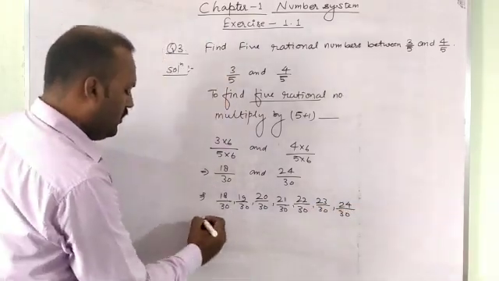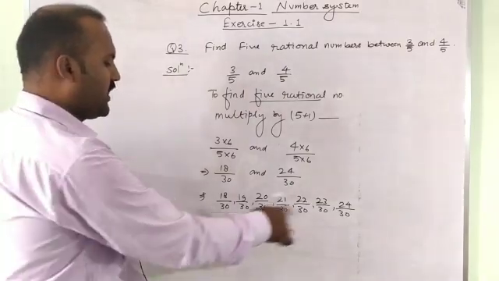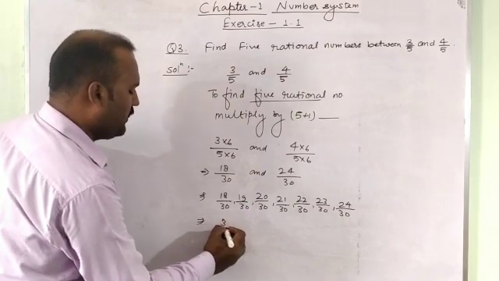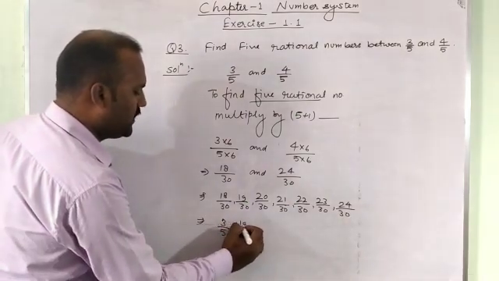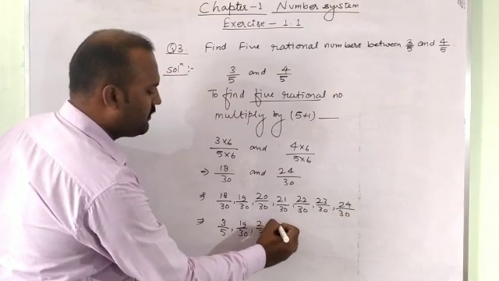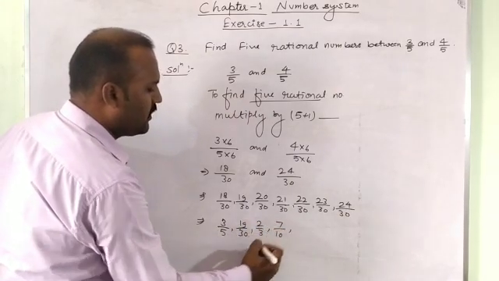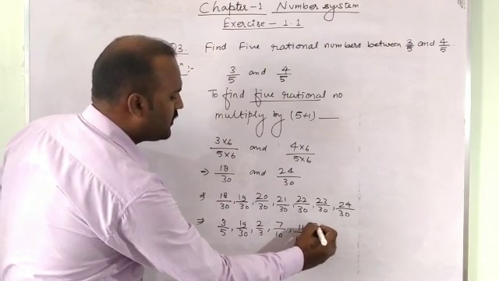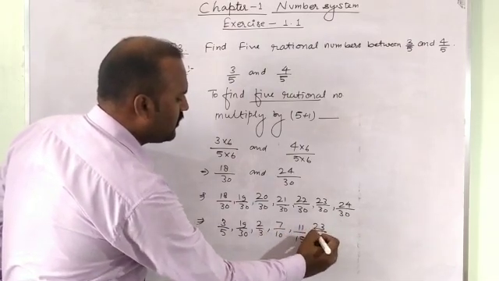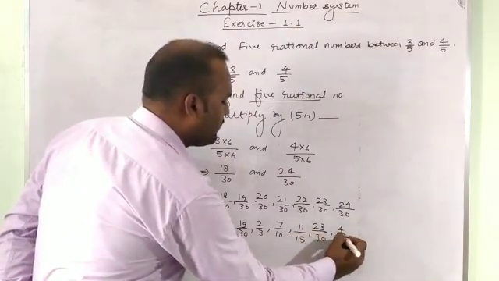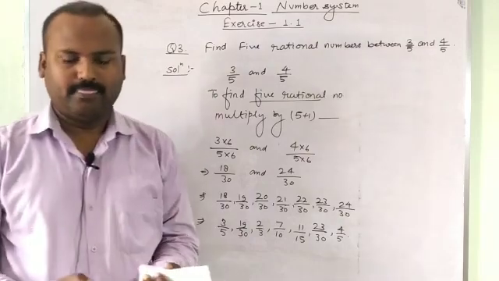Now simplify all the fractions. After simplification, you will get 3 by 5, 19 upon 30, 11 upon 15, 7 upon 10, 11 upon 15, and 23 upon 30, and the last number will be 4 by 5. Okay, students.